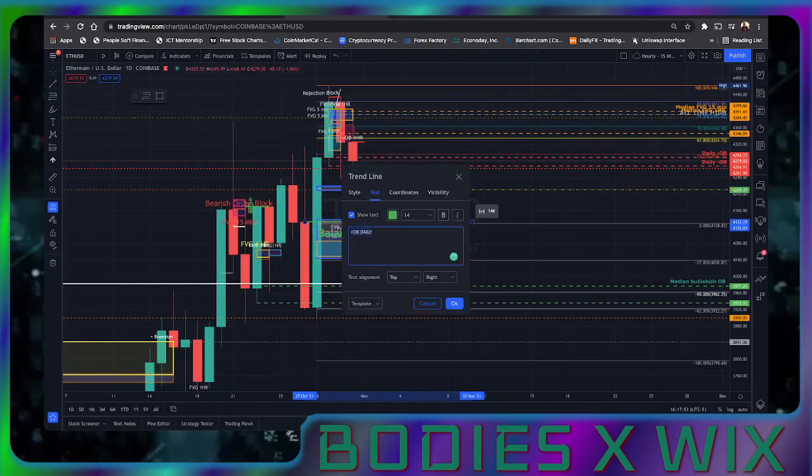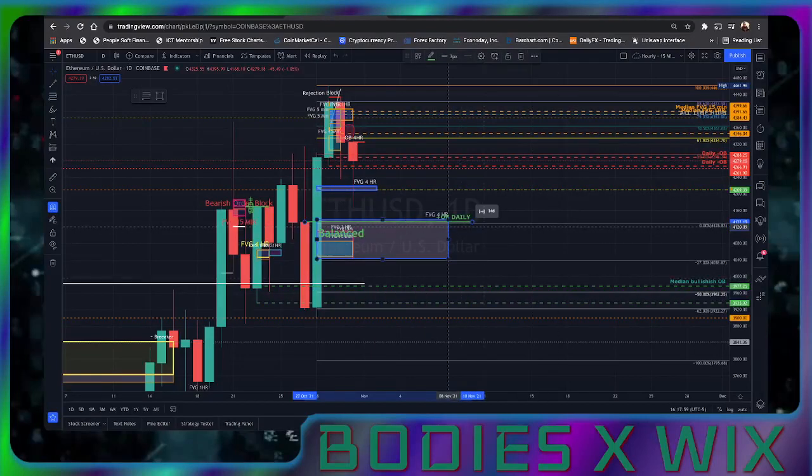I'm going to bold that too, and let's make it a little bit bigger, I guess. It kind of overlaps with the 4-hour fair value gap, but oh well. In fact, the 4-hour fair value gap, we haven't even reached there yet. Let's pull this in. But for now, let's know that this big green line is the daily order block.